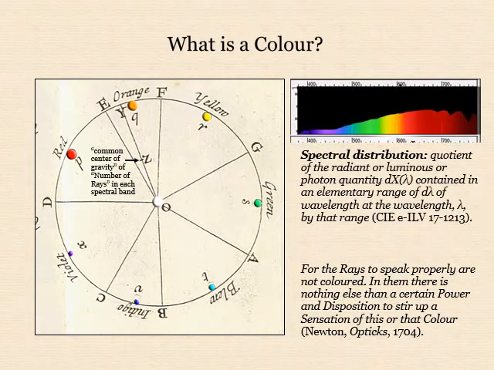We would now call this distribution of energy through the spectrum a spectral power distribution, that is, a spectral distribution recorded in terms of the energy of the component wavelengths.